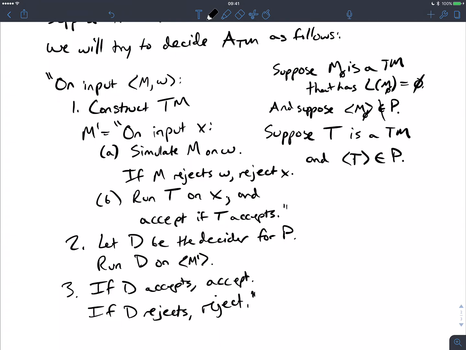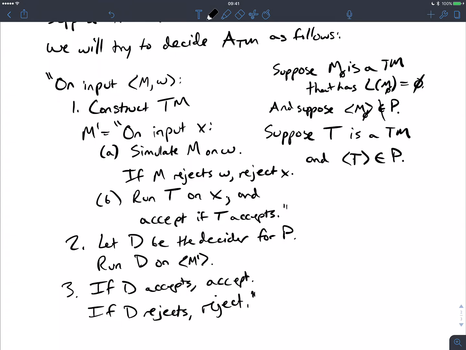But how would you know? I understand if you reject, and if you have the case where M does reject W, you reject. But if you're in a case where it rejects, how do you know it's not the case where it runs forever? And in which case, how would you know to reject because it would be running forever?